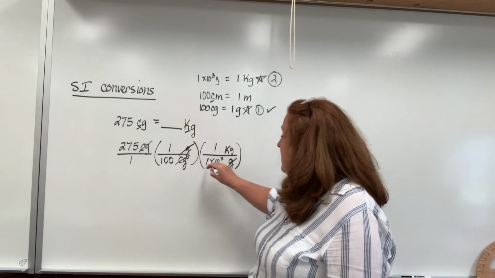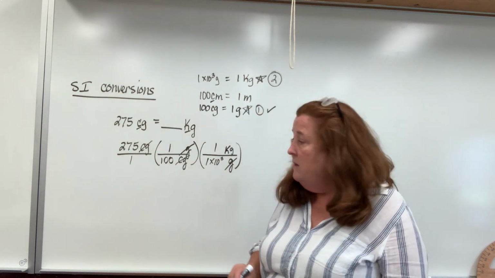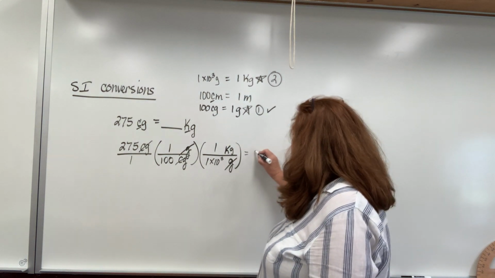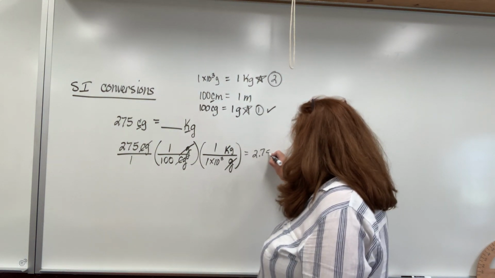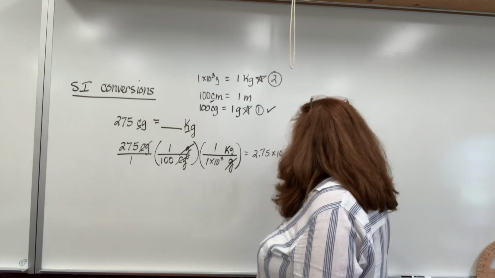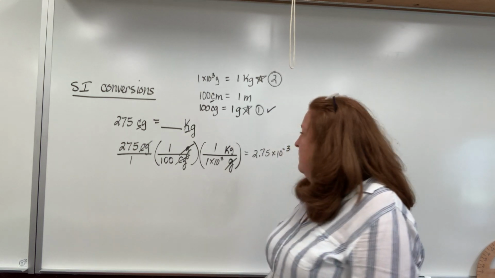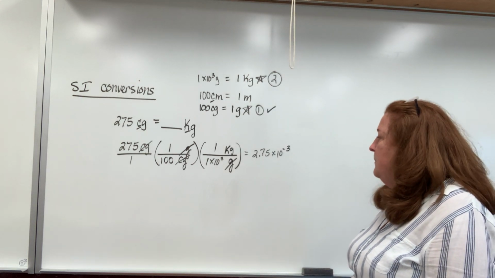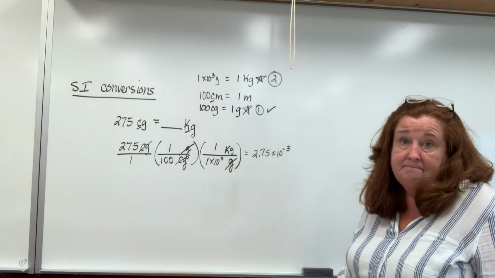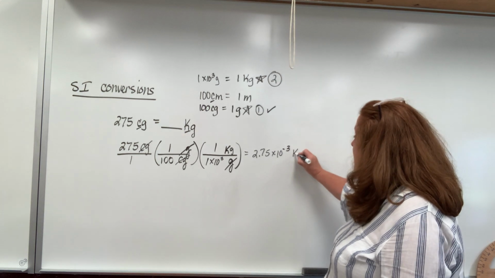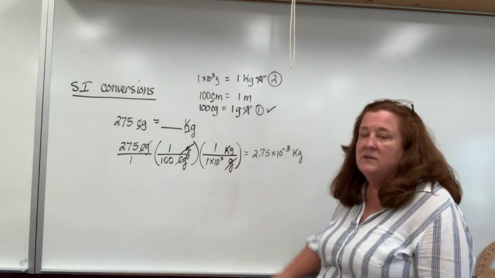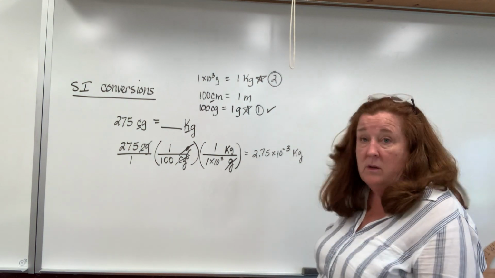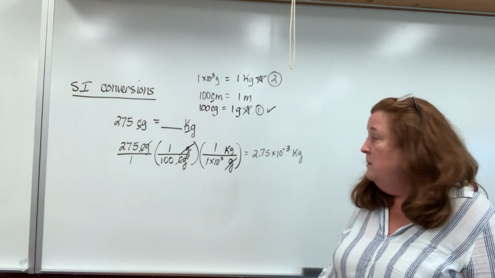But when you have numbers in the denominator, that means divide. So I take 275 and I divide it by 100 and I divide it by 1,000. That's going to be 2.75 times 10 to the negative third. And that's going to be kilograms, because that's the unit that's left over that didn't cancel out. That's how it's all done. And this is considered a hard one.